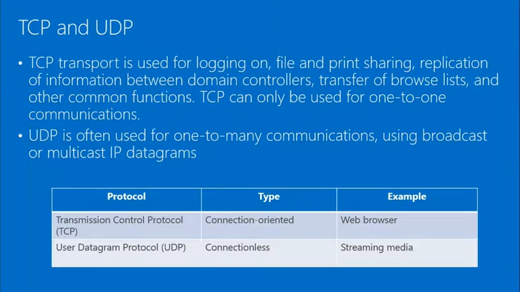UDP is used for one-to-many communications, broadcast, multicast, IP datagrams, audio streaming, things of that nature that don't need to be acknowledged. Hopefully someone's listening, and if things get dropped in transit, this is actually a protocol used in situations where packets can't be resent. One of the best examples I have of that is VoIP, voice over IP.